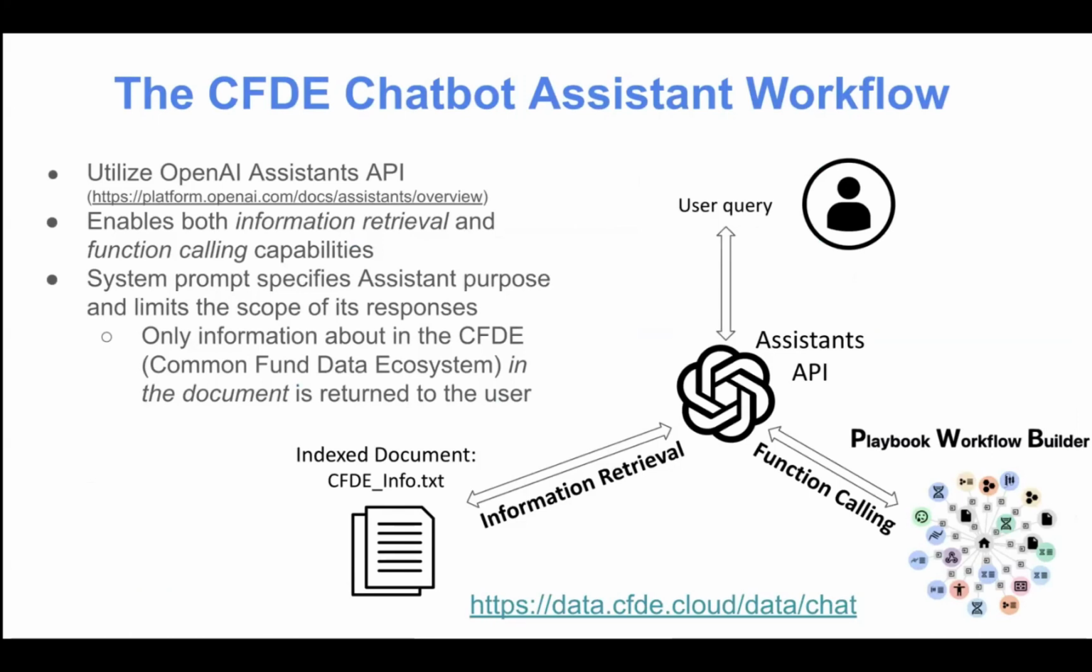So to accomplish this, we can use two parts of this assistants API functionality that I discussed. One is the information retrieval. So we're going to have a document that details a bunch of information about the CFDE and the DCCs that it can grab information from to accurately give information back to the user. And then with function calling, we can define functions that call the Playbook API, which already integrates a bunch of DCC data. And we can call discrete workflows that we've already built to provide data back to the user based on discrete questions.